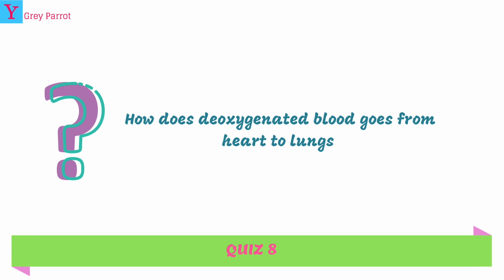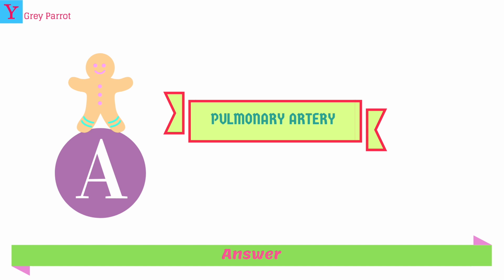How does deoxygenated blood goes from heart to lungs? Guess it, and I will give you 10 seconds time to think. The answer is pulmonary artery.